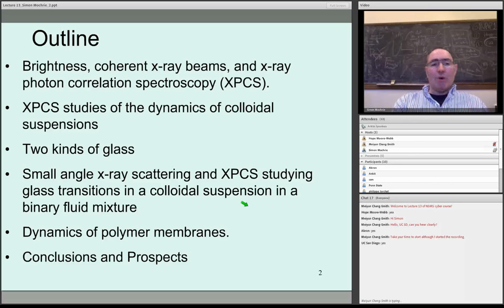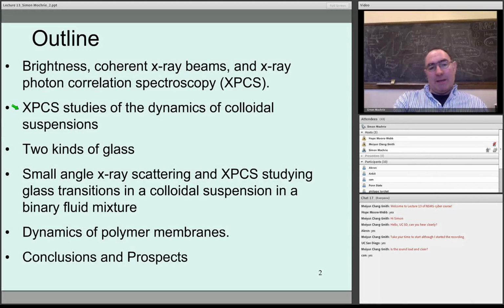Then I'll talk a little bit about XPCS studies of the dynamics of colloidal suspensions. And really the goal with this part of the presentation is to introduce you to the technique and demonstrate to you how it works and so on.